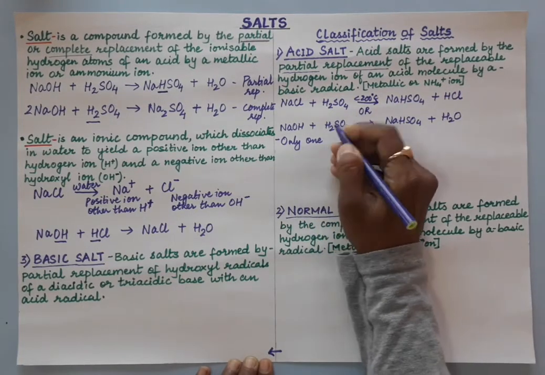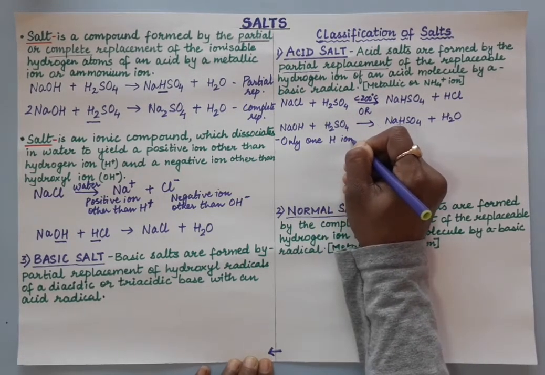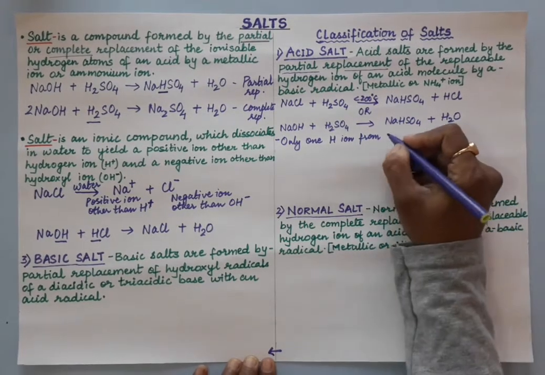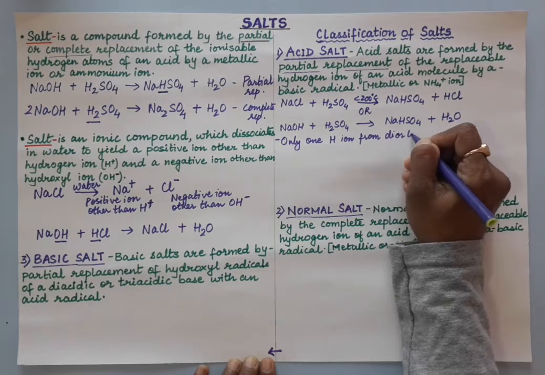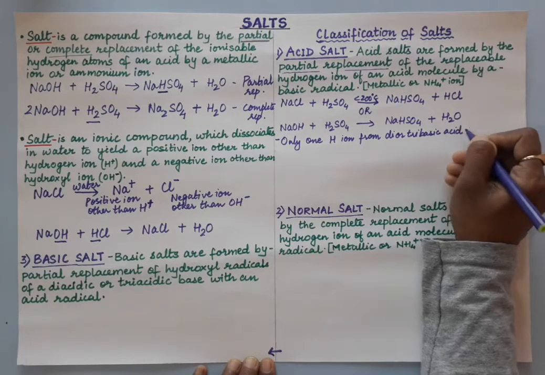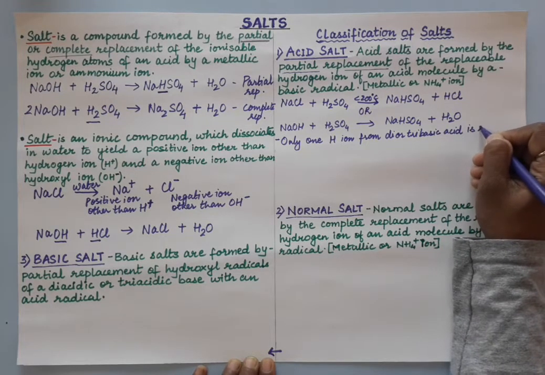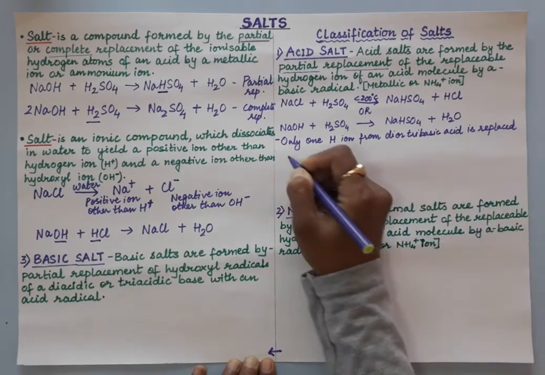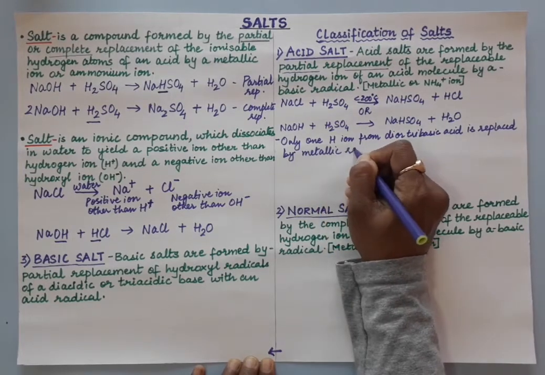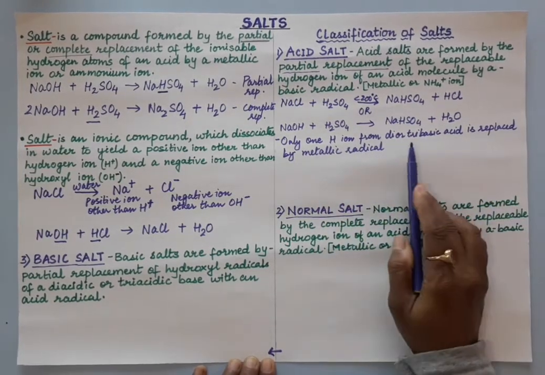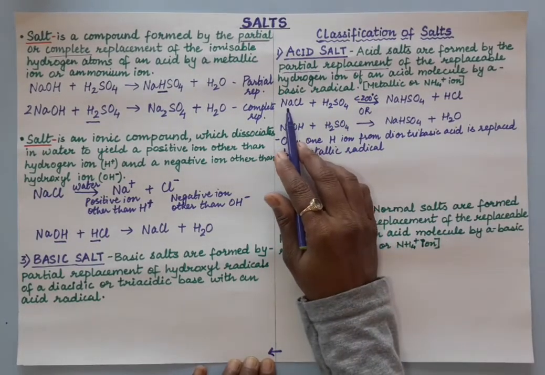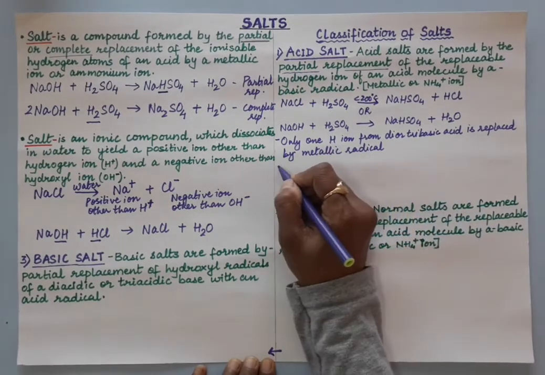Only one hydrogen ion from a dibasic or tribasic acid is replaced by a metallic ion, or you can say metallic radical. Here we will say from sulfuric acid it is replaced by the sodium ion; the metallic radical is the sodium ion here, and our dibasic acid is sulfuric acid.